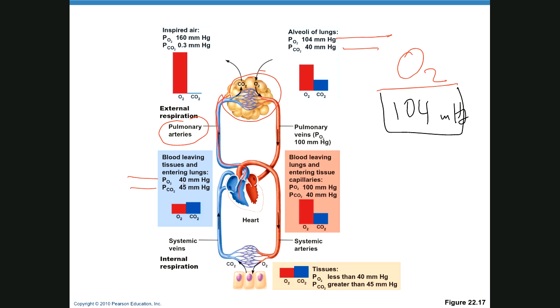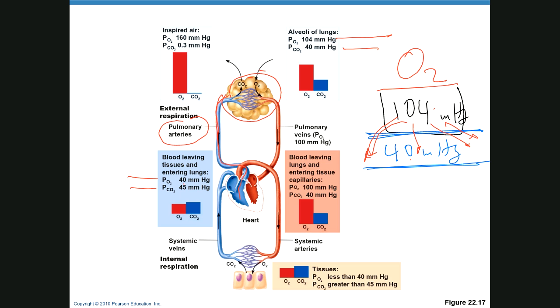Blood coming in, I'm going to put it blue because it's deoxygenated blood, has 40 millimeters of mercury. The difference between 104 and 40 is huge. So lots of oxygen is going to jump into the blood because of the steep concentration difference between oxygen in the alveoli and oxygen in the blood. Okay? And that's exactly what we want.